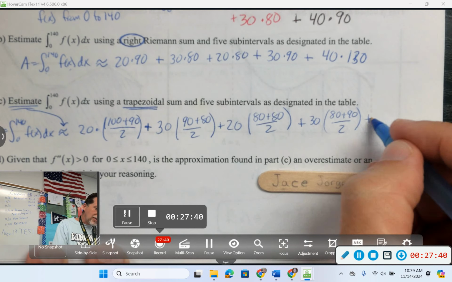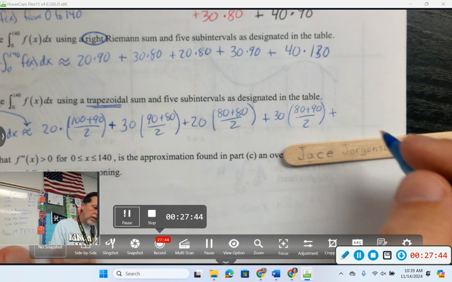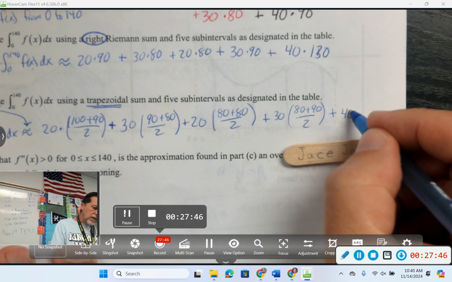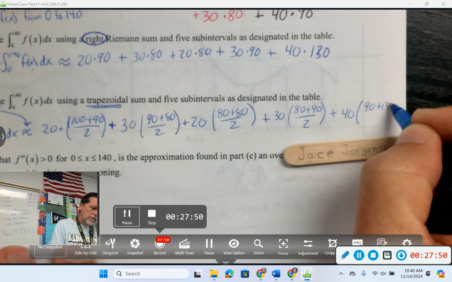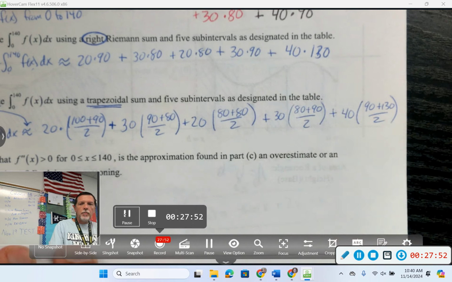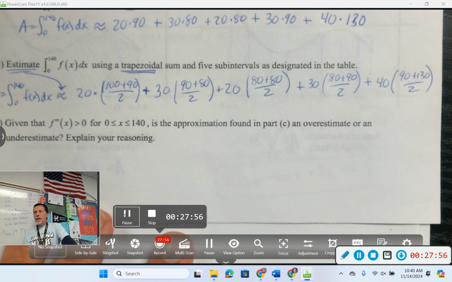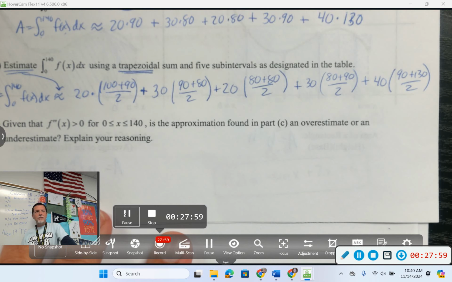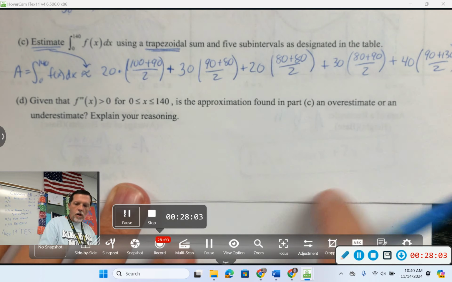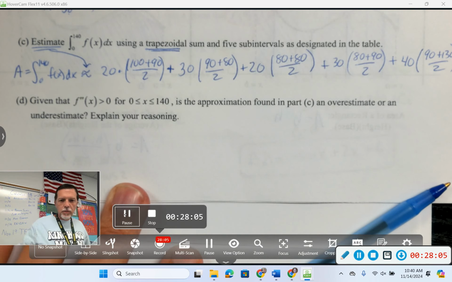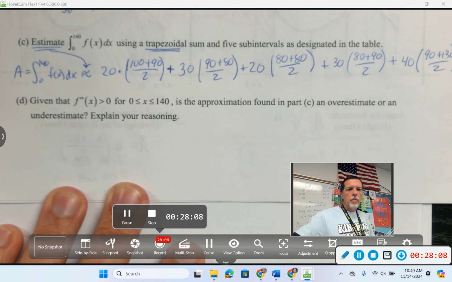Jace, how about my last trapezoid? 40 and 90 plus 2. Yep. Add rectangles, add trapezoids. That's all we're doing today. All right, part D looks a little bit strange, maybe. That was quick. Part D.